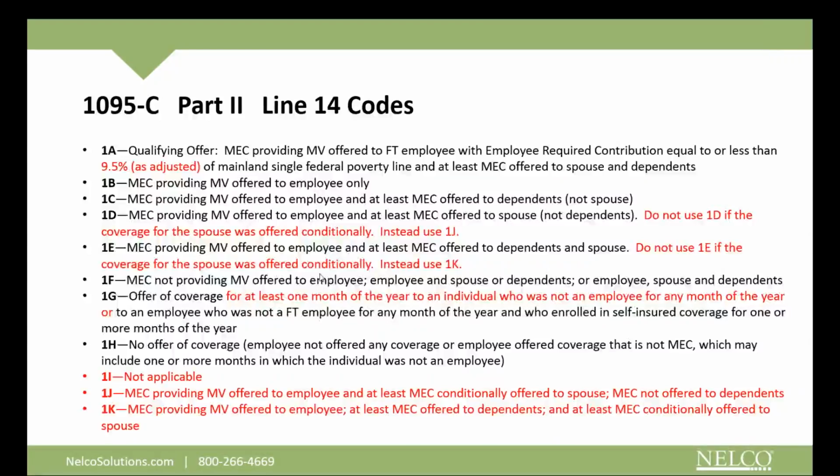Same thing with 1E, little change. There's an offer of coverage for at least 1 month of the year to an individual who is not an employee. So 1G changed a little bit, and then they added that it was an individual who's not an employee for that month. 1I has been made not applicable anymore. Code 1J is minimum essential coverage, providing minimum value offered to employee, and again, that conditional offers for 1J and 1K. So those are the changes to line 14 codes.